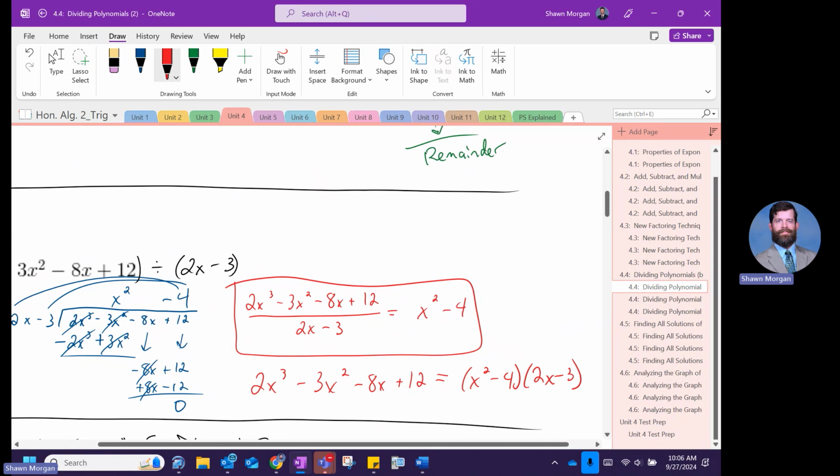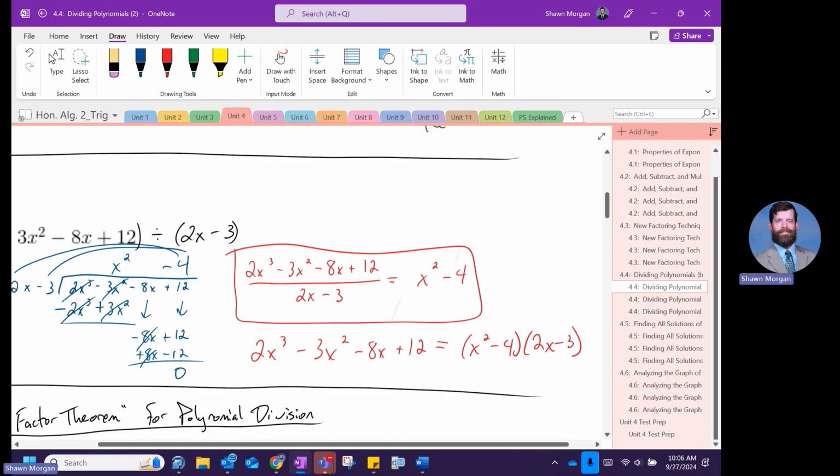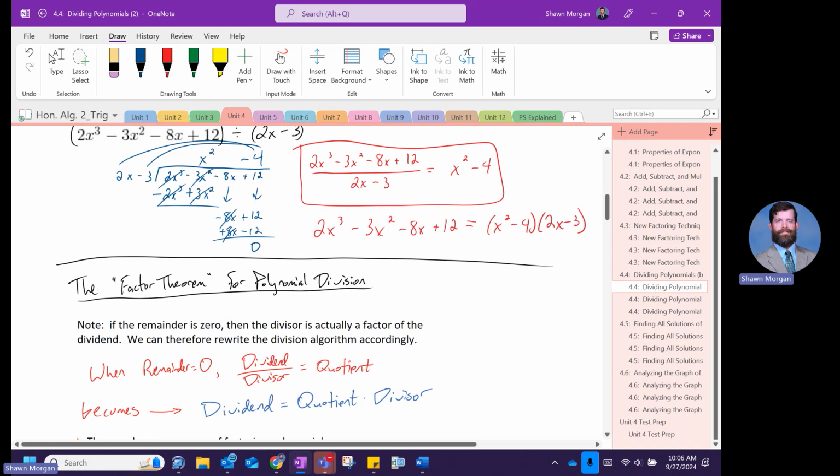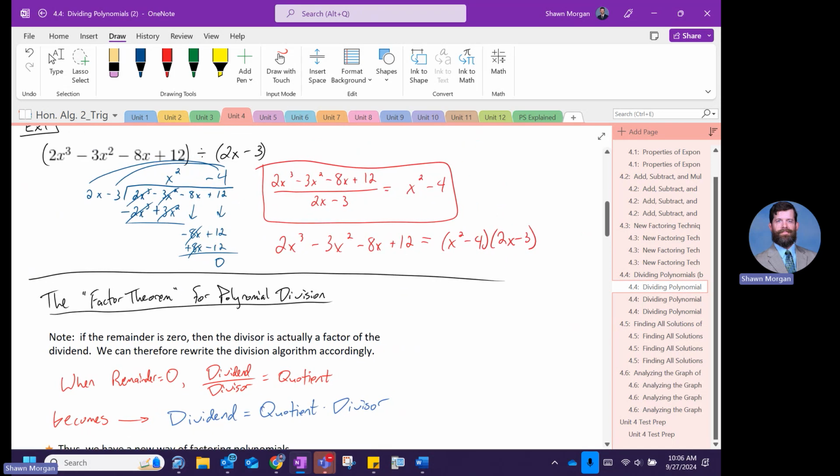Because in this circumstance, I gave you a foot in the door. I gave you a divisor that happened to be a factor of the dividend because you had a remainder of 0. And that's called the factor theorem. What we just had happen is called the factor theorem. When you have a remainder of 0, you could change the division algorithm from dividend over divisor equals quotient, times both sides by the divisor, and write the dividend as a product. So this is a backdoor way of factoring when you get a remainder of 0.